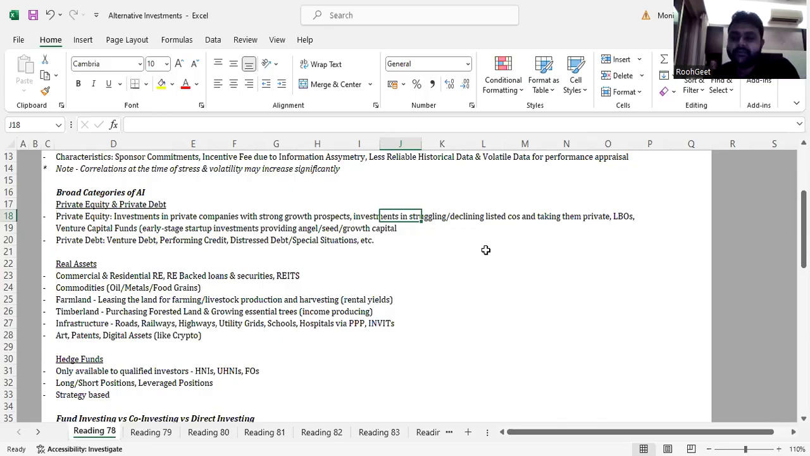Then comes private debt. Okay, just how private? So it's like venture equity, venture debt, private equity, private debt. Within private debt, there is venture debt. Okay, what is venture debt? A lot of companies in Shark Tank, you would have seen that, sometimes they don't get an equity investment, but sharks offer them a debt investment, debt ka investment.